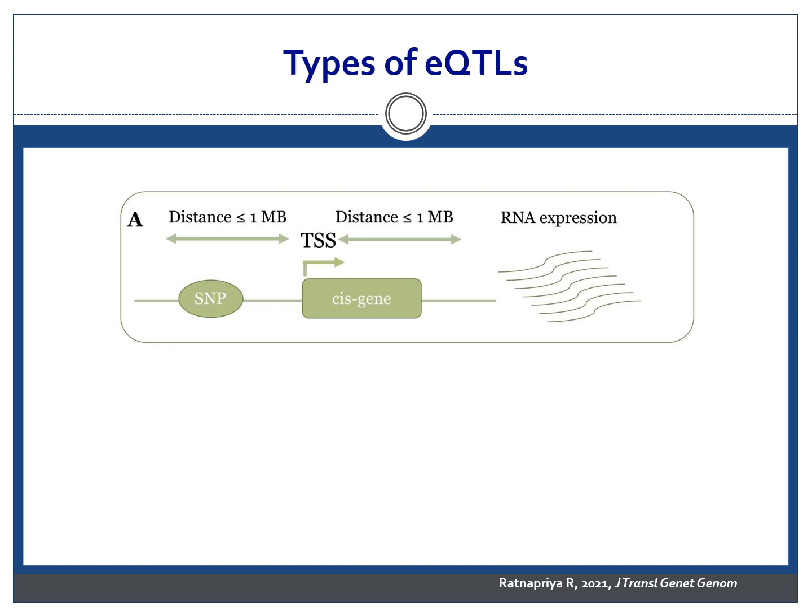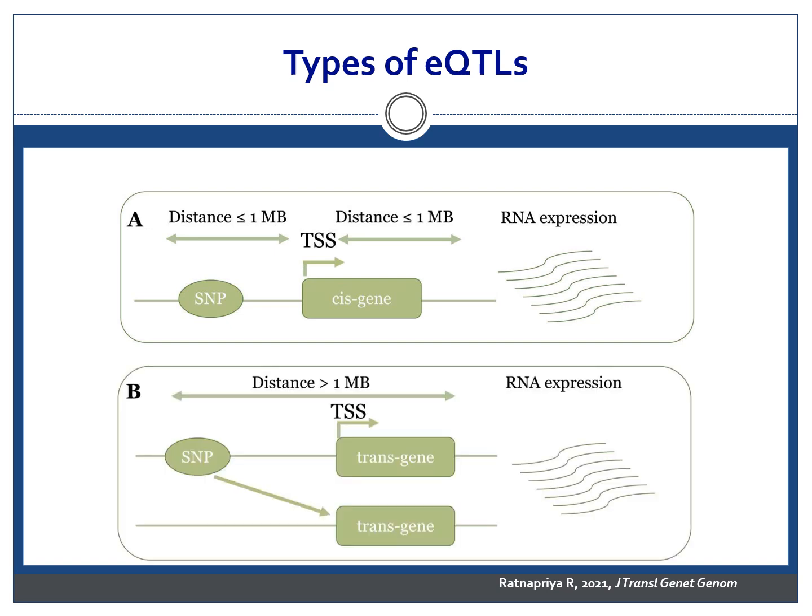eQTLs can be of two different kinds, cis eQTLs and trans eQTLs. In cis eQTLs, the sequence variation that controls the expression level of the transcript lies within or in close proximity to the gene, usually 1 MB from the transcription start site on either side. Whereas in trans eQTLs, the genetic variant that affects the expression of a gene can be located far off, more than 1 MB, or even on a different chromosome.